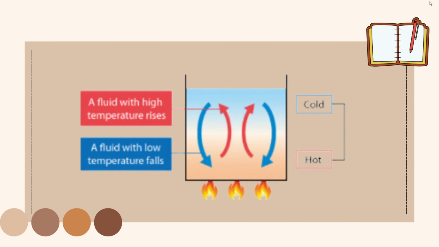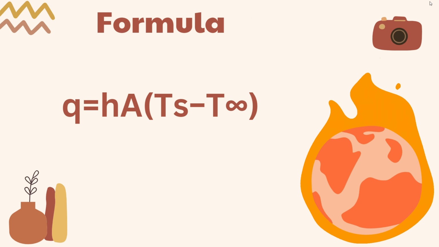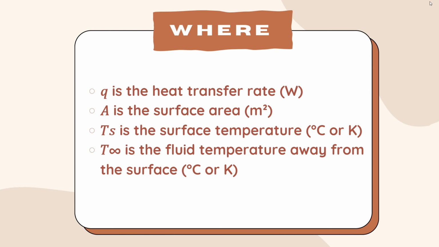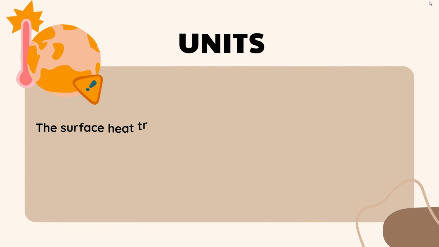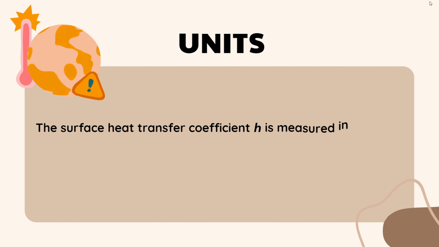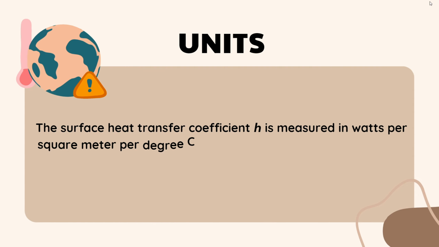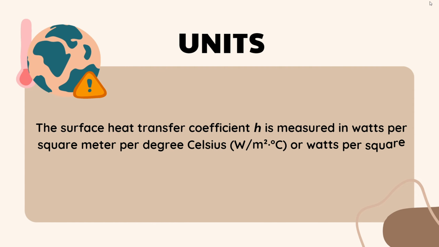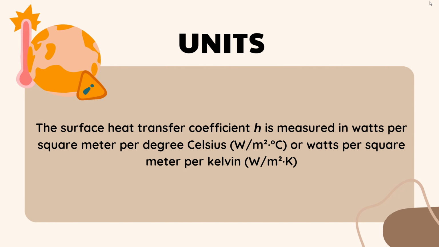Formula: Q = h A (T_s − T_∞). Q is the heat transfer rate in watts. A is the surface area in square meters. T_s is the surface temperature in C or K. T_∞ is the fluid temperature away from the surface in C or K. Units: the surface heat transfer coefficient h is measured in watts per square meter per degree Celsius, W/m²·°C, or watts per square meter per Kelvin, W/m²·K.